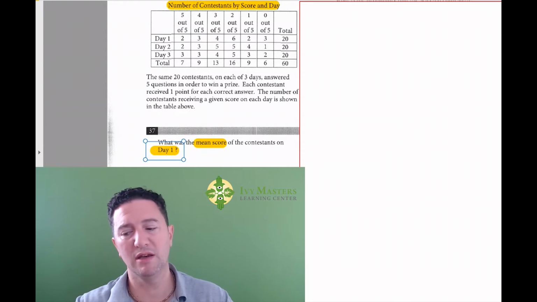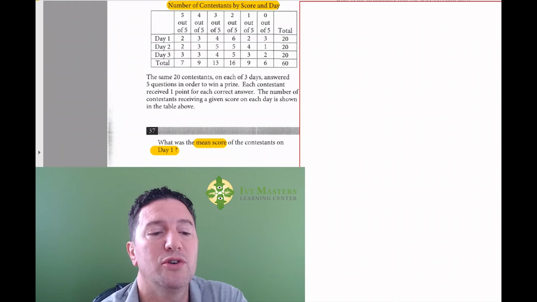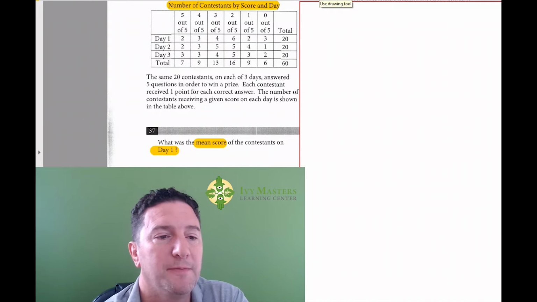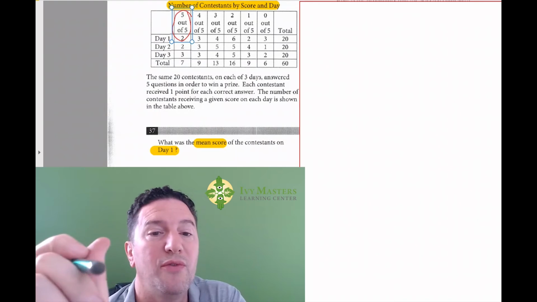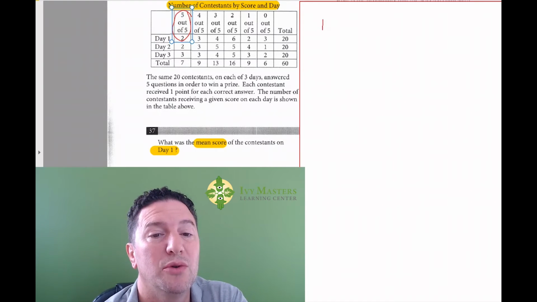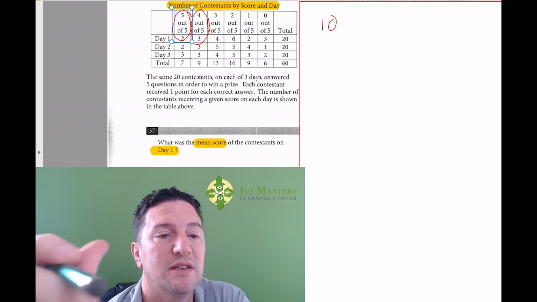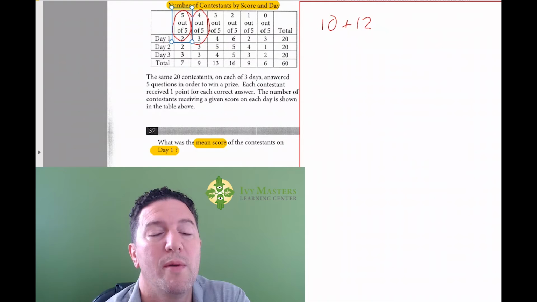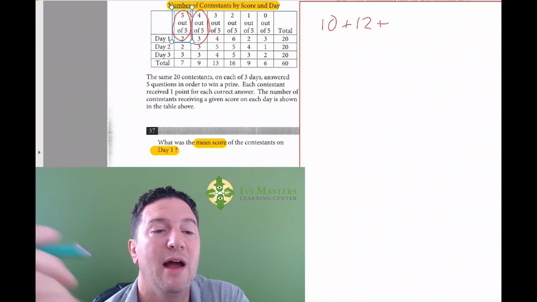So what is mean? Another way to say mean is to say average. So we need the average score of contestants on day 1. Now if you read this properly, on day 1, 2 contestants scored a 5. That's a total of 10 points. 4 contestants scored a 4. That's a total of 16 points. Remember what you've got to do to get the mean: you've got to add the total and then divide by how many.